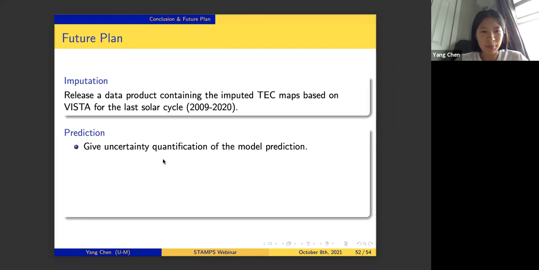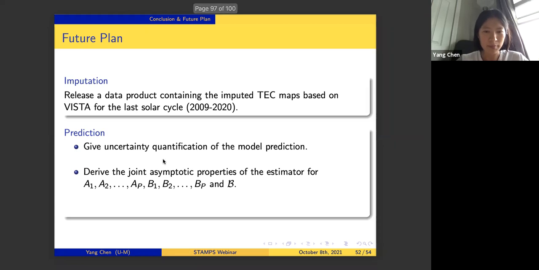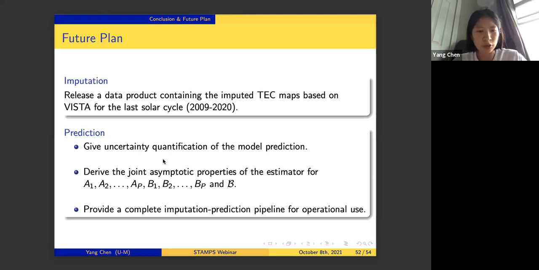And in terms of prediction models, we do want to give uncertainty quantification for the model predictions that we have, which the current deep learning methods adopted by space scientists cannot give. We also want to derive the joint asymptotic properties of the estimators for the left operator, right operators, and the regression coefficients for our prediction model. This is ongoing. And we want to provide a complete imputation prediction pipeline for operational use.